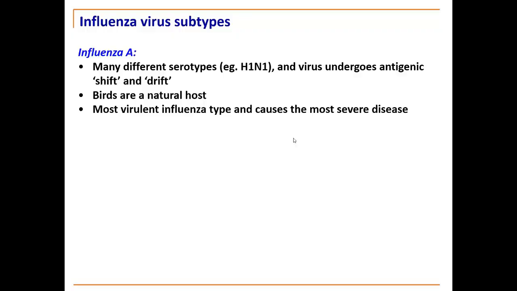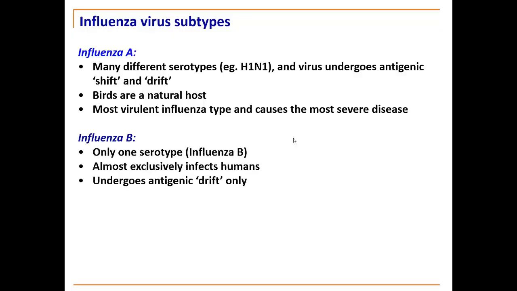Birds are a natural host, and the virus can be transmitted to other species, such as domestic poultry, and then obviously onto humans. This is the most virulent influenza type and causes the most severe disease. We've then got influenza B. There's only one serotype there, so there's no H1N1, H3N2, etc. It's just influenza B. It almost exclusively infects humans, and it undergoes antigenic drift only. It mutates about 2 or 3 times slower than influenza A, and it's also less severe than influenza A.